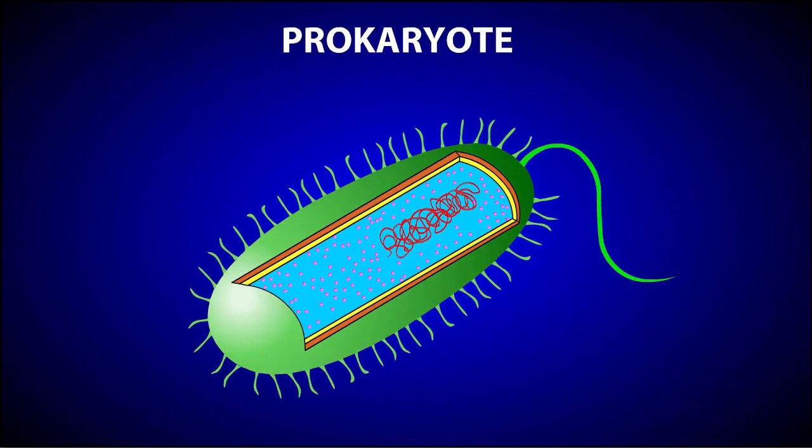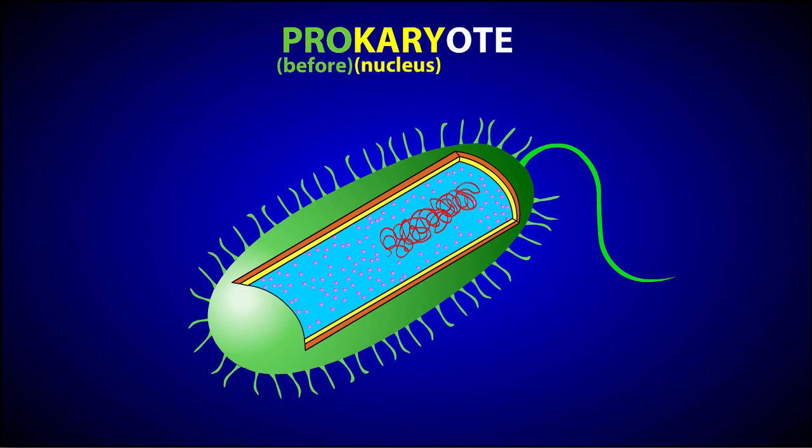If you were to look inside a prokaryotic cell, you would probably be surprised at how simple it is. For example, prokaryotic cells lack a nucleus. In fact, the name prokaryote actually gives you a hint about its structure. Kary means kernel or nucleus, and pro means before. So basically the word prokaryote means before nucleus.